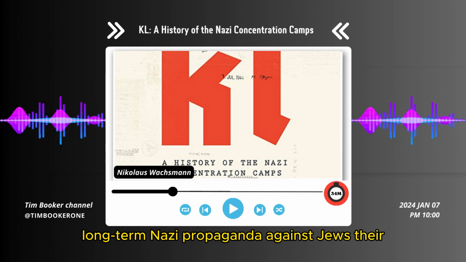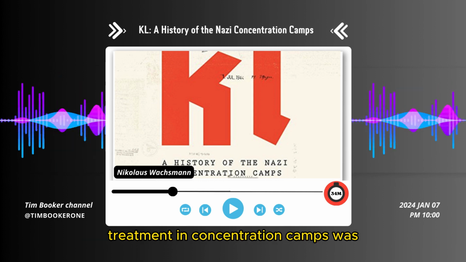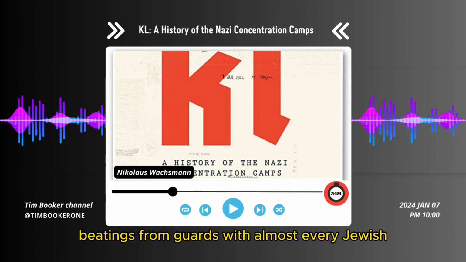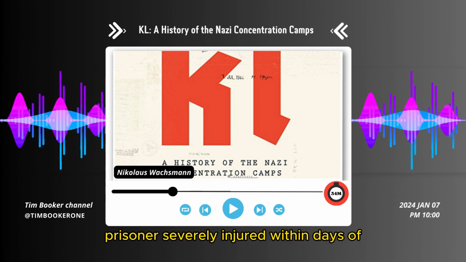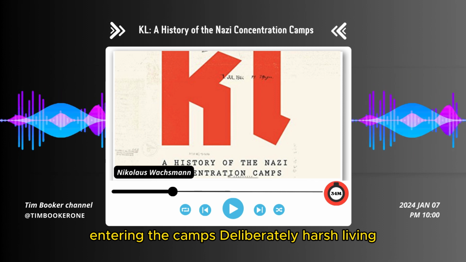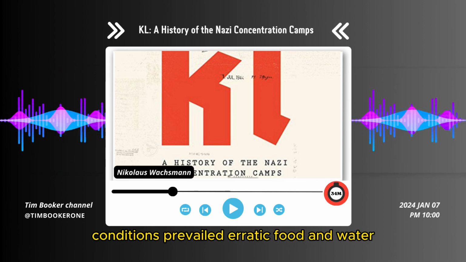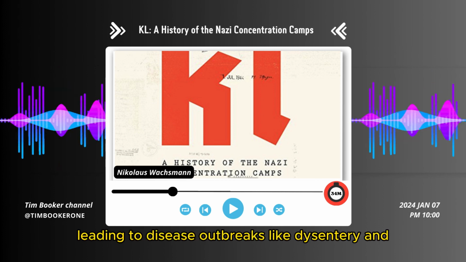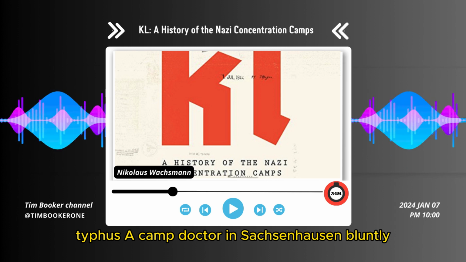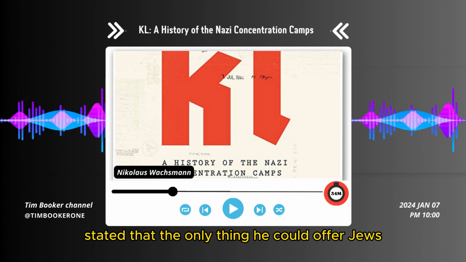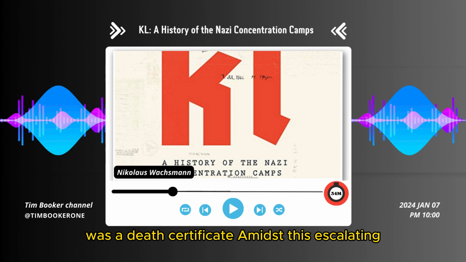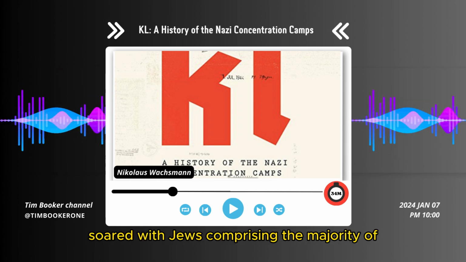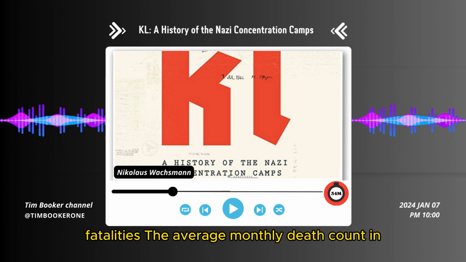Due to long-term Nazi propaganda against Jews, their treatment in concentration camps was particularly horrific. They endured random beatings from guards, with almost every Jewish prisoner severely injured within days of entering the camps. Deliberately harsh living conditions prevailed: erratic food and water distribution, and absence of medical facilities leading to disease outbreaks like dysentery and typhus. A camp doctor in Sachsenhausen bluntly stated that the only thing he could offer Jews was a death certificate.